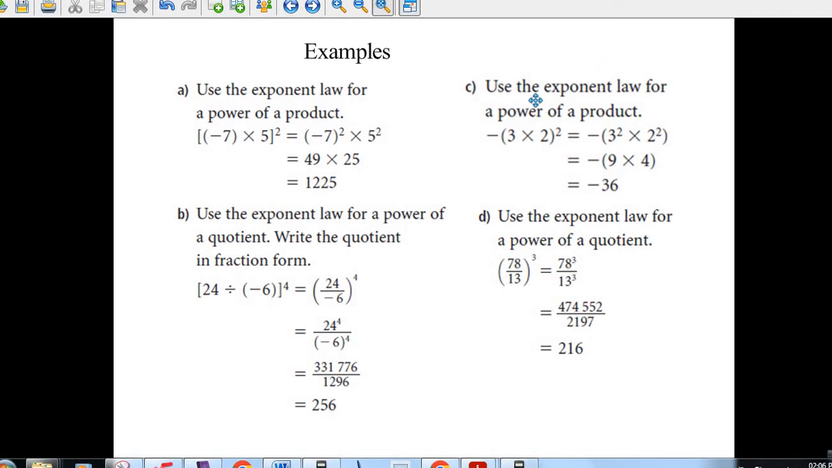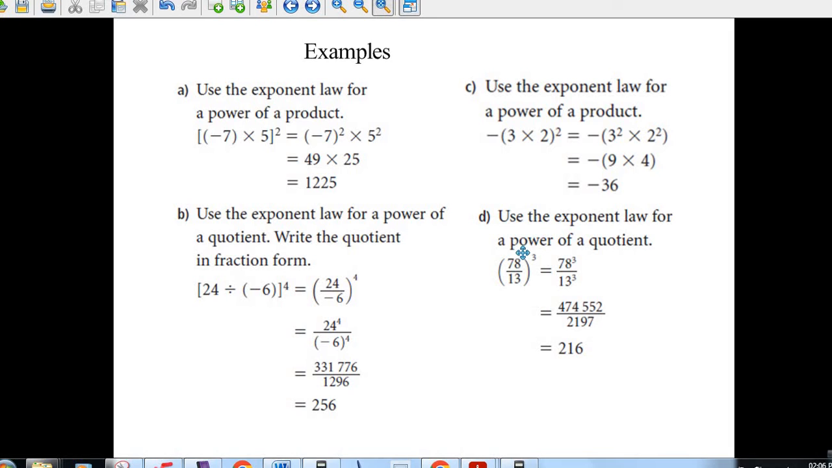And let's see, use this one. Use the exponent law for a power of a product. Okay, negative 3 times 2 squared. Well, it's 3 squared and 2 squared. 9 times 4, it's 36, but the negative just stays out there.